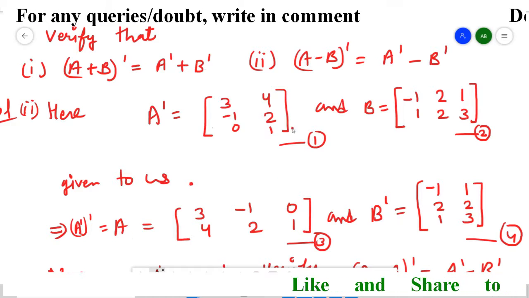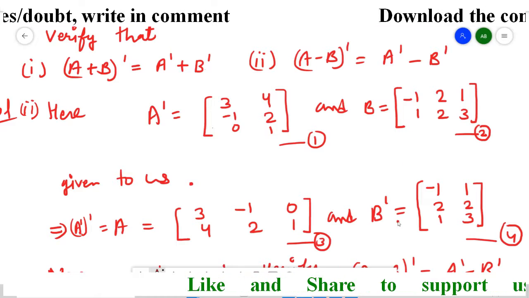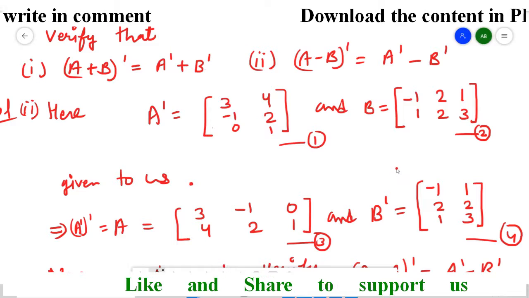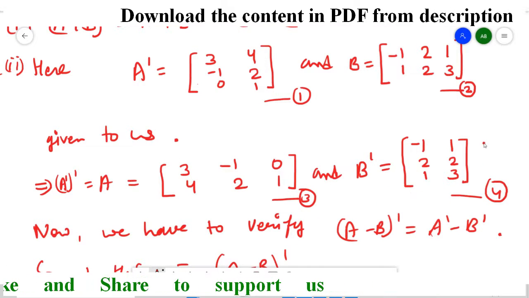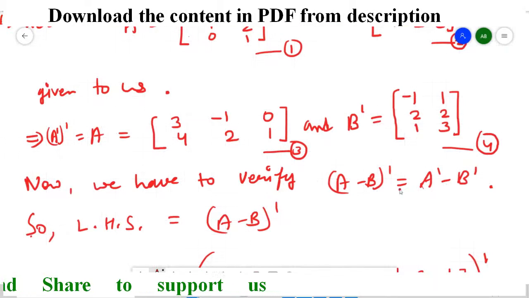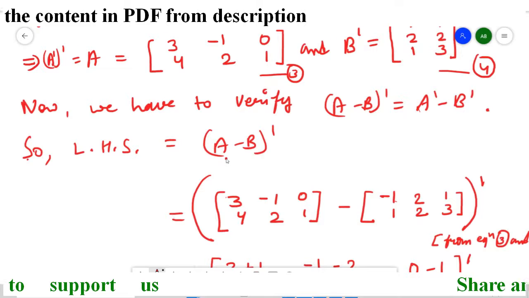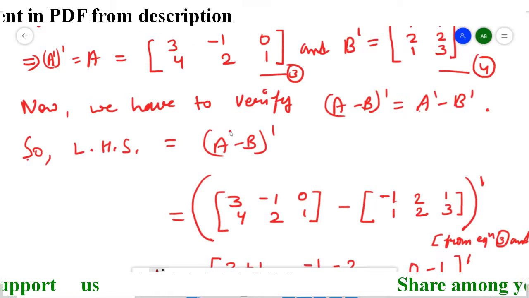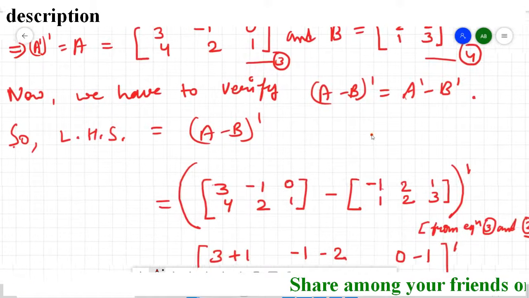It's a property. And here B matrix is available, so I did the transpose to obtain the B transpose matrix. So I assume them as equation 1, 2, 3, 4 because we need them. Now again we have to verify the same result. So I started with the left hand side. In the left hand side we have to put the values of A and B. So A is from equation 3 and B we assumed as equation 2.